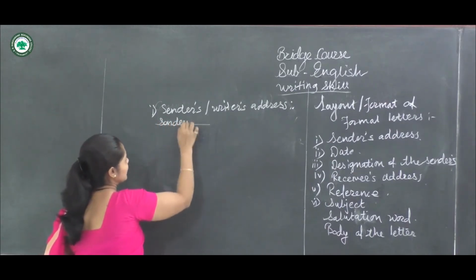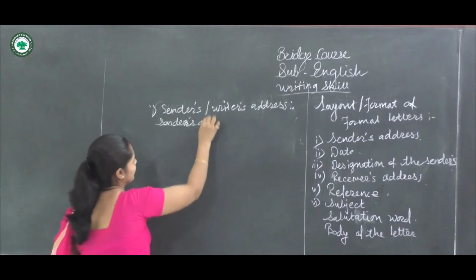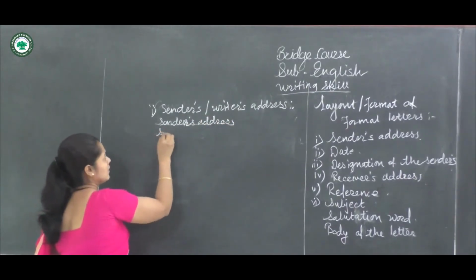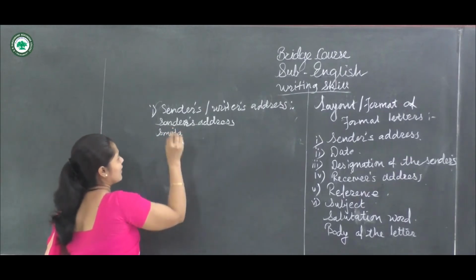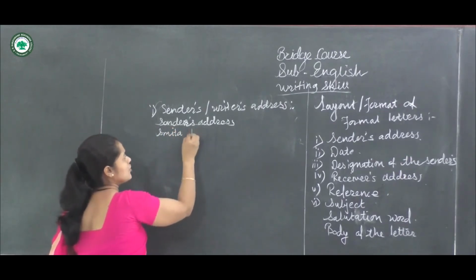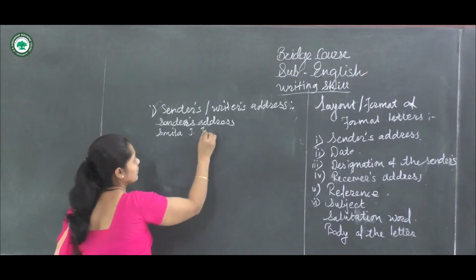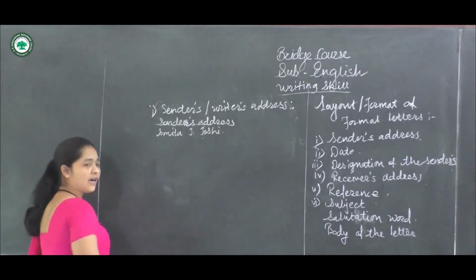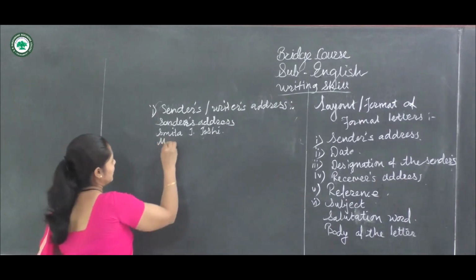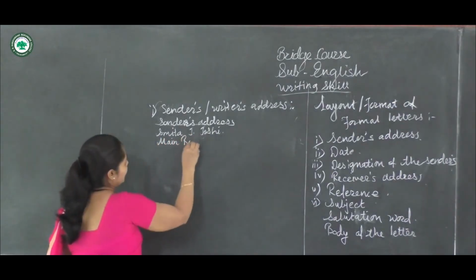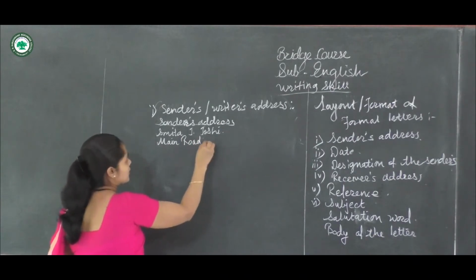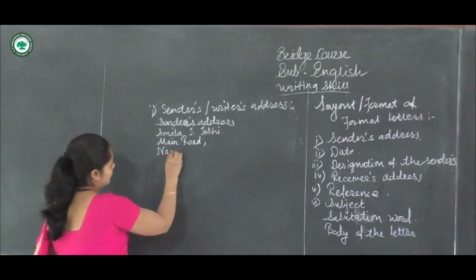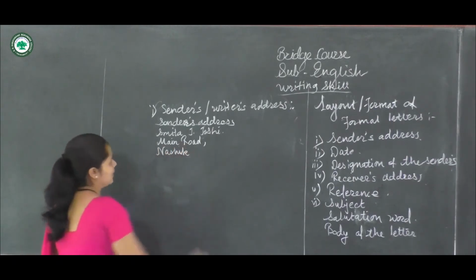Okay, sender's address. For example, Smita J. Joshi. Take an example of it. You have to put a full stop. After that, you have to write main road. Then next, put a comma. Then next to it, Nasik.